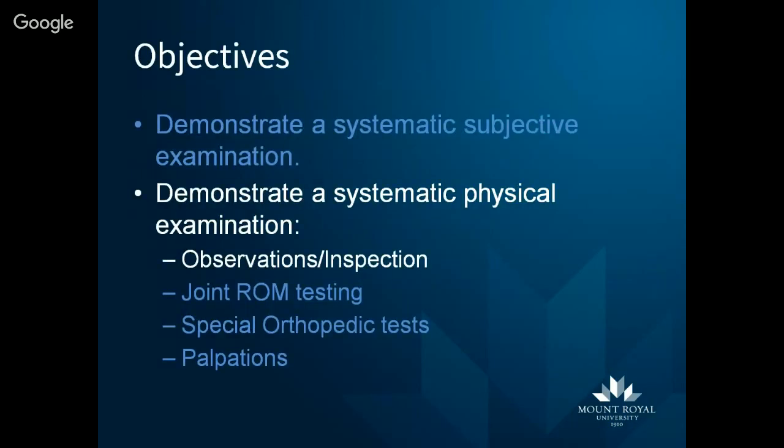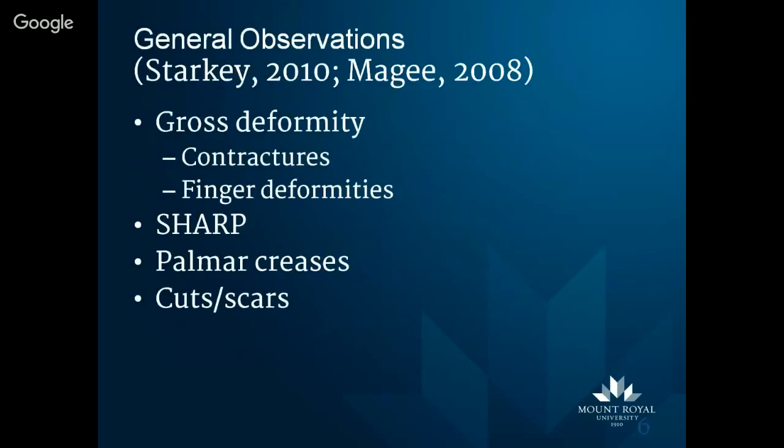The next part of the presentation, we'll talk about a systematic physical exam. By the end of this section, you'll be able to demonstrate a systematic physical exam. The first piece, more specifically about observations and inspection. So things you would look for if the injury involves the hand and the fingers. Some observations to make: gross deformities, such as contractures or finger and hand postures, or obvious deformities as a result of an acute mechanism.